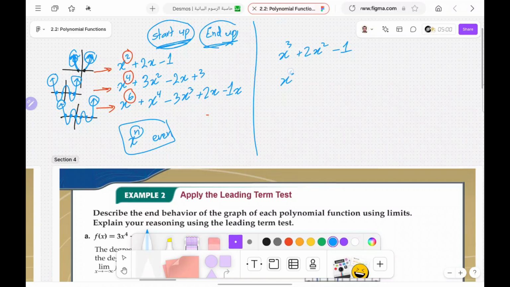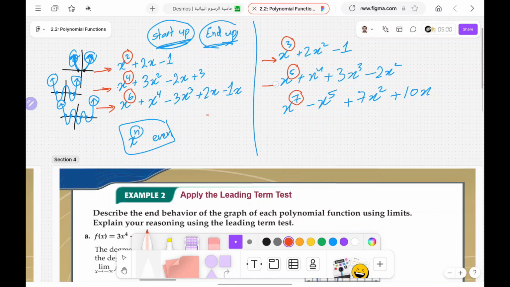Now when I'm talking about x to the power of 3 plus 2x squared minus 1, or x to the power of 5 plus x to the power of 4 plus 3x to the power of 3 minus 2x squared, or let's say x to the power of 7 minus x to the power of 5 plus 7x squared plus 10x. Okay, as you can see, look at the power here. The highest power is odd: 3, 5 and 7. All of these, the power is odd.